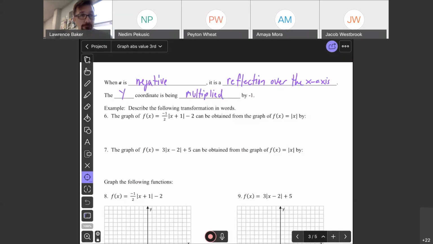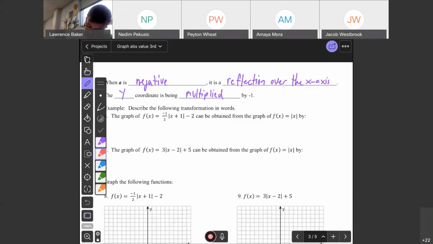Okay? I'm going to change one thing. I want you guys to change this to a minus sign on the second one, and number 9 over here. On 7 and 9, we're going to change those to minuses.